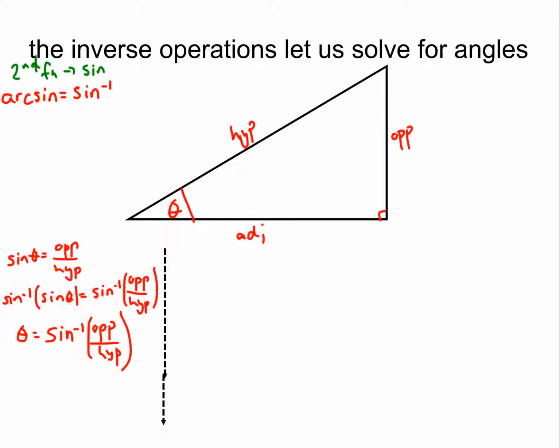So the same method is true for the other two trig functions. The cosine of theta is equal to the adjacent side over the hypotenuse. And so we can look on our calculators for arccos, the arccosine, which might look like this, cosine with a -1 as an exponent. And so finding the arccos of cosine of theta will leave us with theta.